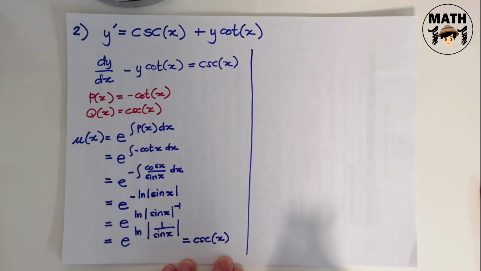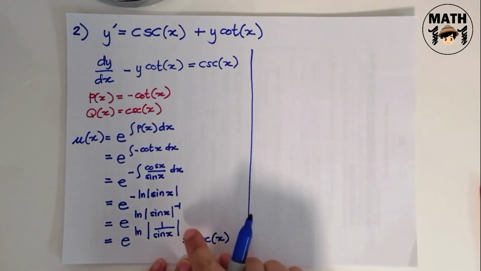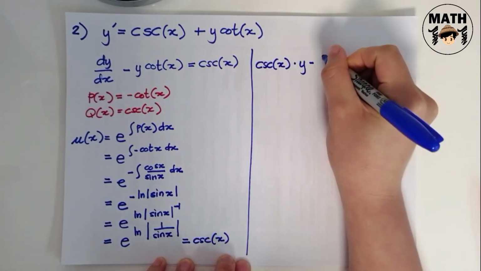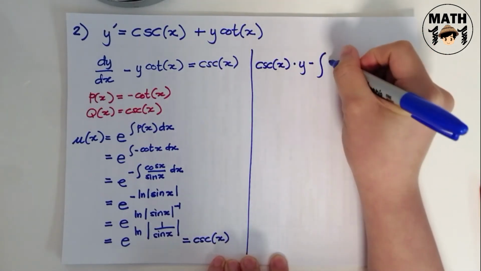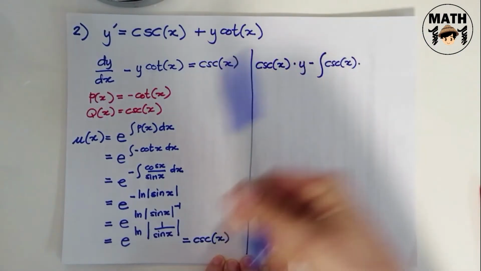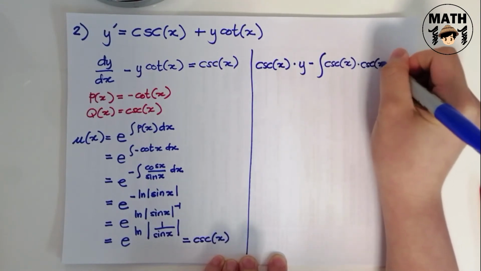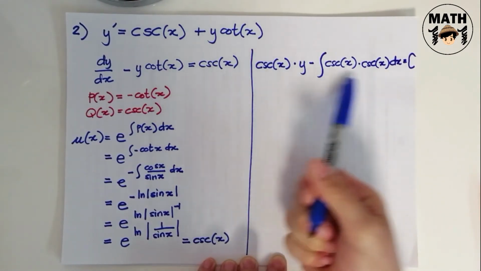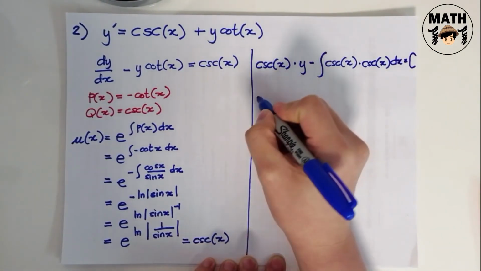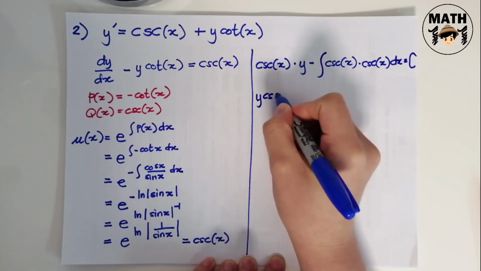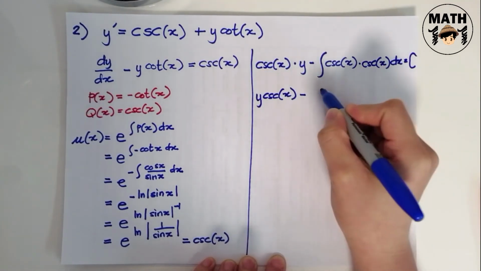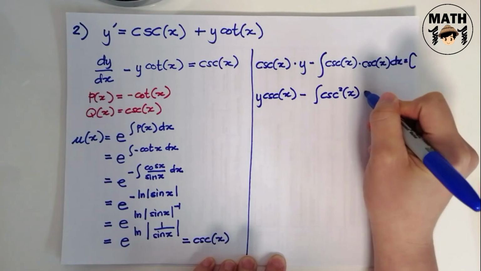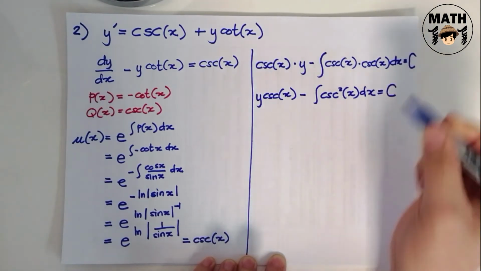Following the form of the general solution of a linear differential equation, we have the integrating factor multiplied by the dependent variable y, minus the integral of the integrating factor multiplied by q of x dx, equal to a constant. This is the only integral we need to evaluate. Let's simplify this. Rewriting, y cosecant of x minus, simplifying this, the integral of cosecant squared of x dx equals c.